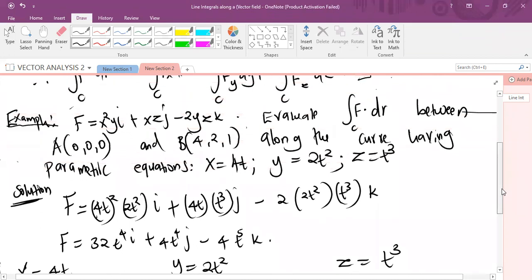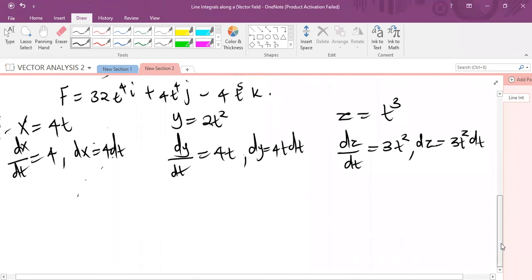So our A is given at 0, 0, 0. This is basically where X, Y, Z is like that. Now we know the value of X is equal to 4t. So if we replace X with 0, what will be the value of t? T will obviously be, so when X is 0, t will be equal to 0.